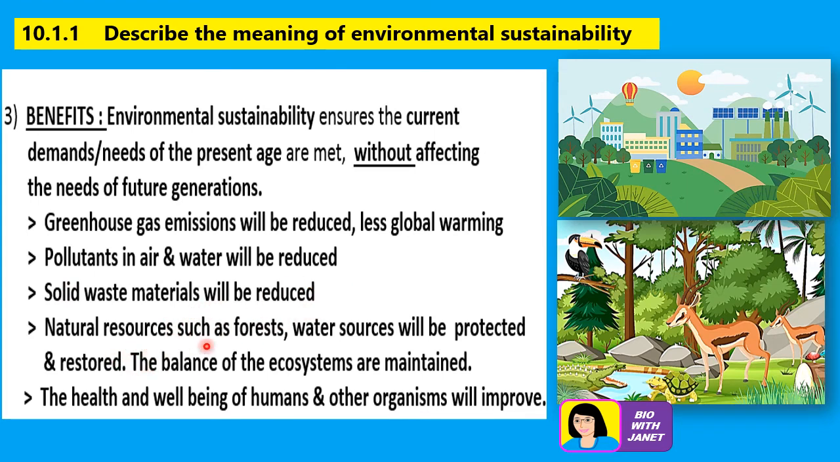So natural resources such as forests, as shown here, water sources will be protected and restored. The balance of the ecosystems are maintained. So another benefit is that the forest will be preserved, water sources will be protected, okay, to provide clean water for humans, and also balance of ecosystems are maintained.